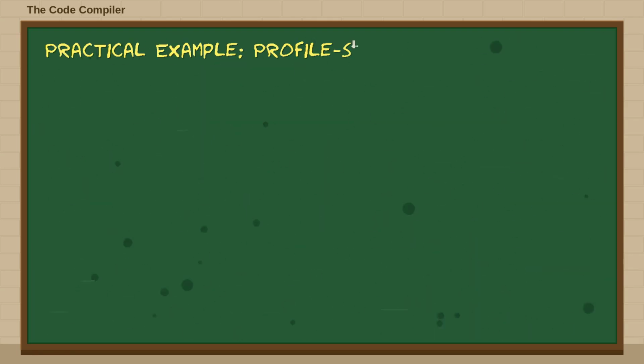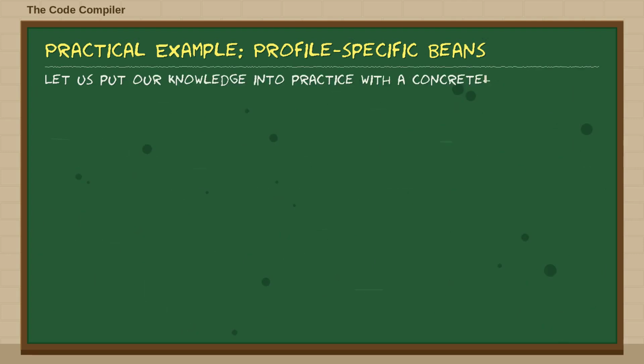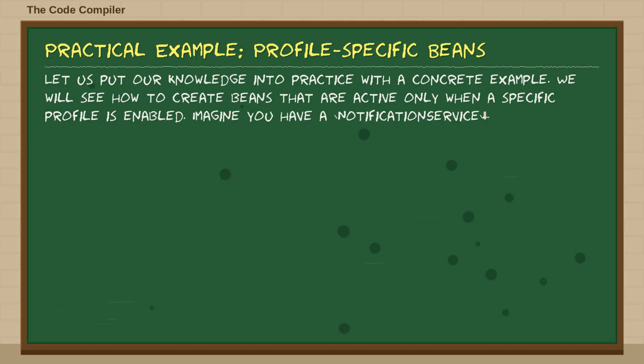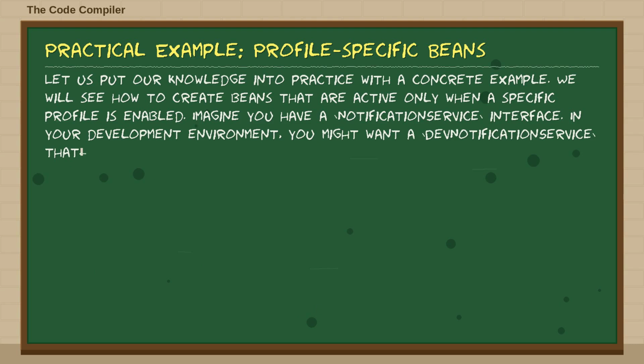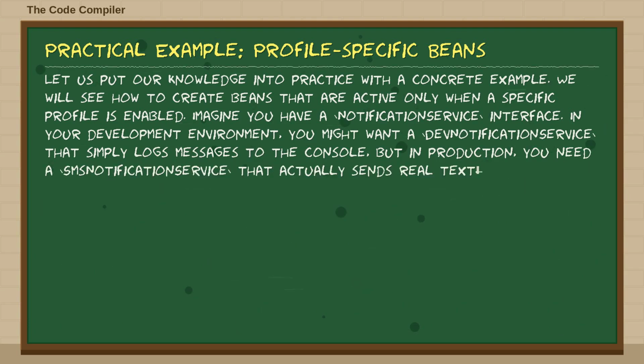Let us put our knowledge into practice with a concrete example. We will see how to create beans that are active only when a specific profile is enabled. Imagine you have a notification service interface. In your development environment, you might want a dev notification service that simply logs messages to the console, but in production, you need an SMS notification service that actually sends real text messages. Spring Boot provides the @Profile annotation for this exact scenario.